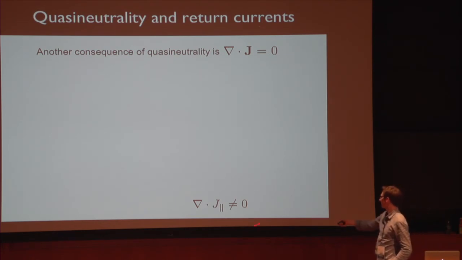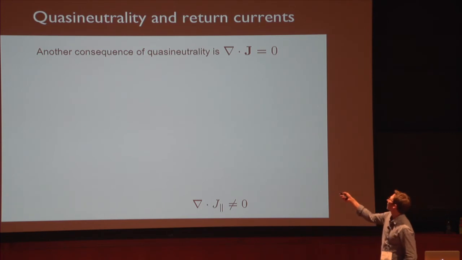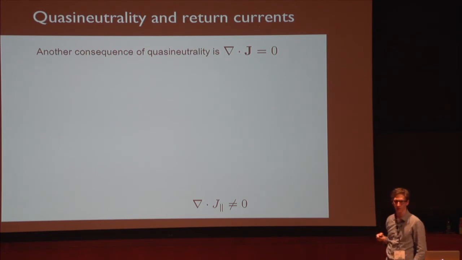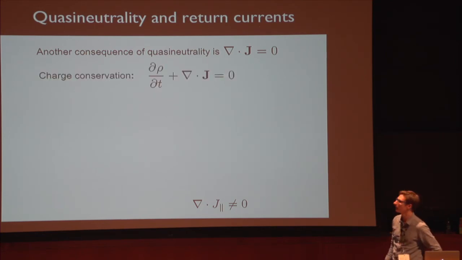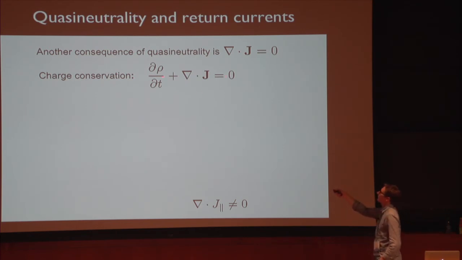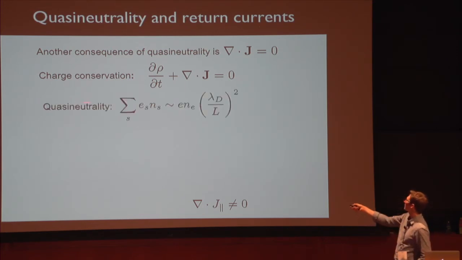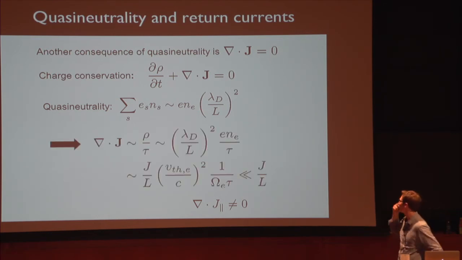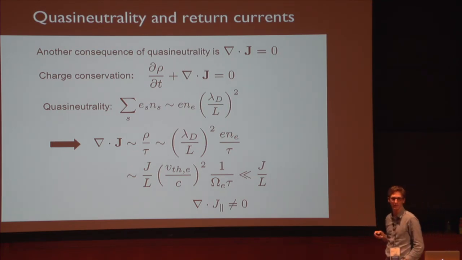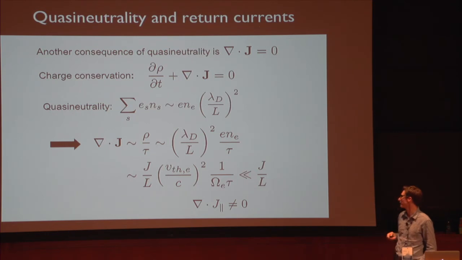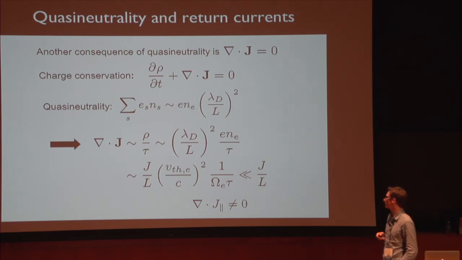So I've kind of given you an unintentional preview of the result here, but another consequence of this quasi-neutrality relation that I showed you earlier is that the divergence of the current is 0, okay? And that comes from looking at charge conservation and estimating the size of this charge, which is basically what quasi-neutrality was doing. And so if we use this estimate for the charge density that we just derived, plug it in up here, then we get the divergence of the current goes like the charge density over some time scale. And plugging in this expression, we get this relation between the Debye length and some macroscopic length scale in the plasma, as we did before.